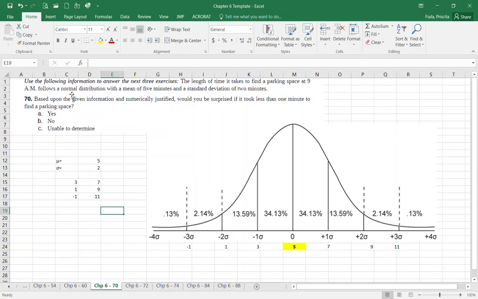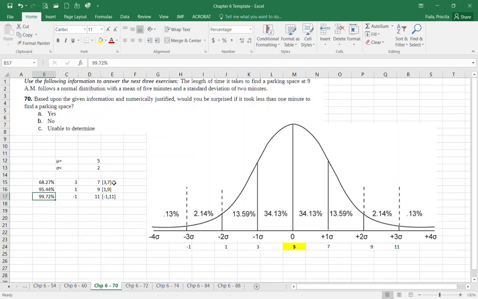I just want to show what they mean when they say based upon the given information, numerically justify. Here's what I expect to see. 68.27% of my distribution, I'm expecting to fall between 3 and 7, or you could do this as an interval. Then I'm expecting 95.44% to fall between 1 and 9, and 99.72% to fall between a negative 1 and 11.